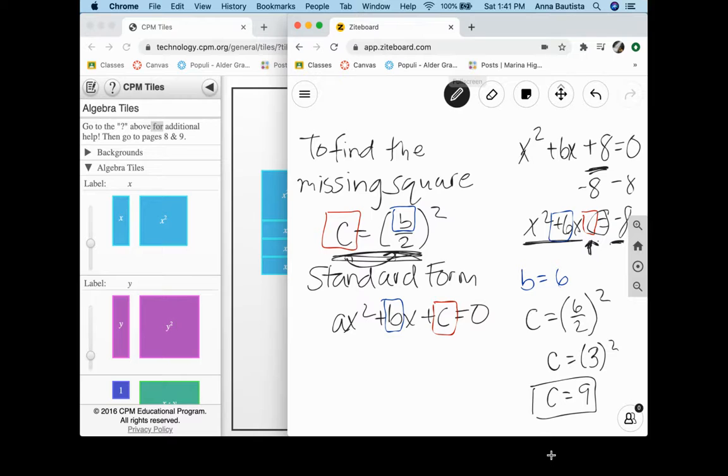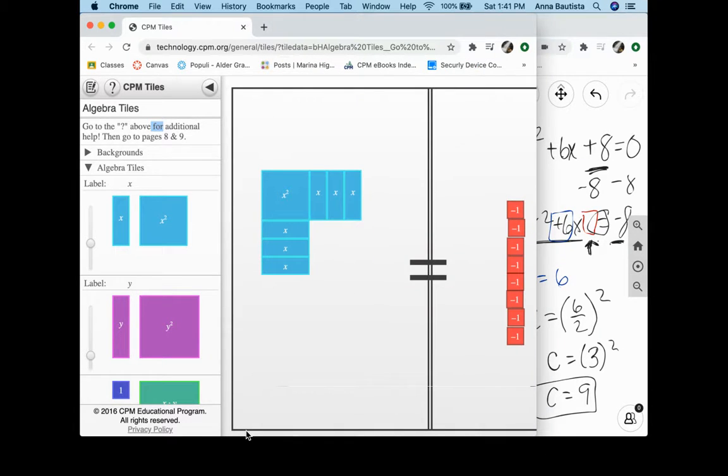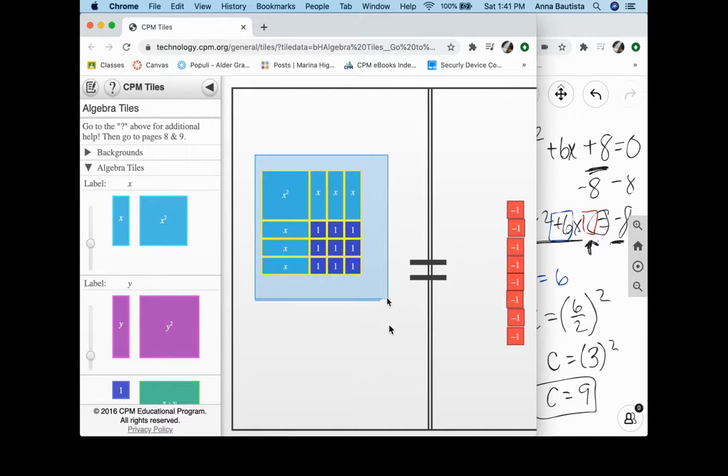We do know that 9 is a perfect square. We know that 9 can be square rooted. So let's see if we add 9 tiles over here in our CPM algebra tiles, if it'll make it a perfect square. So we're going to add 9 tiles on this side because that's what our c value was. Before we test it out, we're going to add it over here and see if adding these 9 tiles makes it a perfect square, which it does. So we see that it completed the square in terms of the shape that we're given over here using our tiles.